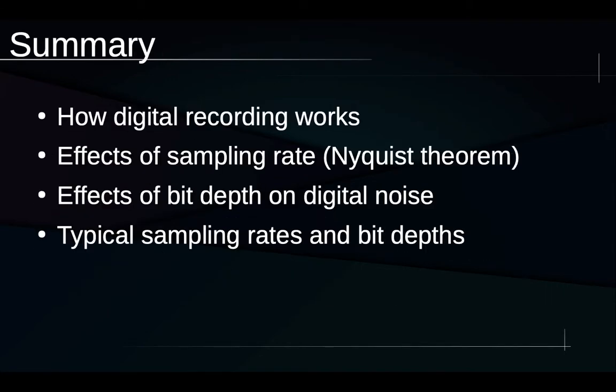So, a summary of this module: we looked at how digital recording works by contrast to analog recording. We looked at the effects of sampling rate and introduced the Nyquist theorem. We also looked at the effects of bit depth on digital noise, and then talked about some typical sampling rates and bit depths, including why 48 kilohertz and 24 bits is often a sweet spot for our work.